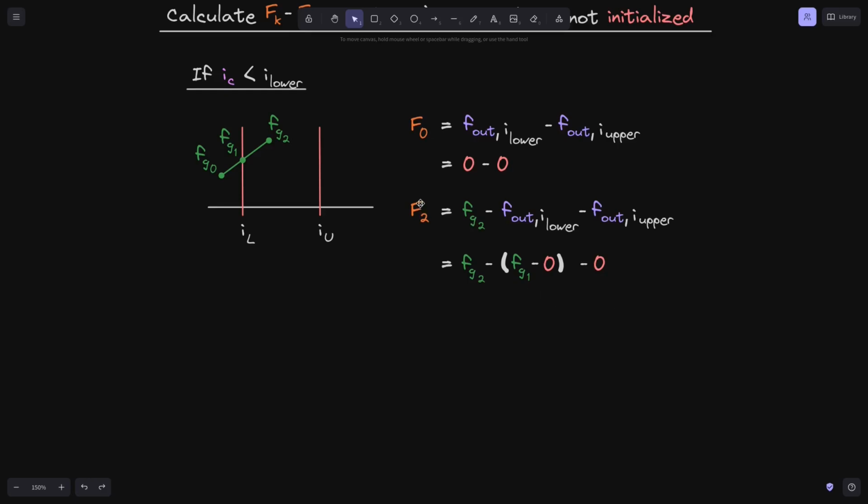Okay, and we're now ready to calculate F2 minus F0. And this will give us the fee growth inside IL and IU. If we simplify F2, we can see that this is equal to FG2 minus FG1. So the first part is equal to FG2 minus FG1. And how about the second part? F0. Well, F0 is equal to 0. So F2 minus F0 is simply equal to FG2 minus FG1. And if we take a look at this graph, visually we can see that the fee growth inside IL and IU is equal to FG2 minus FG1. And our equation stays the same.